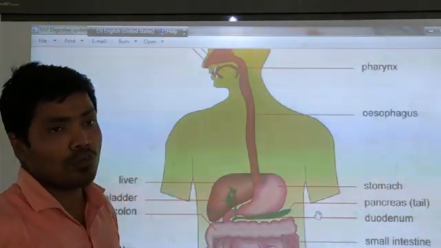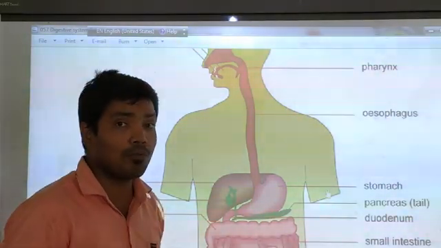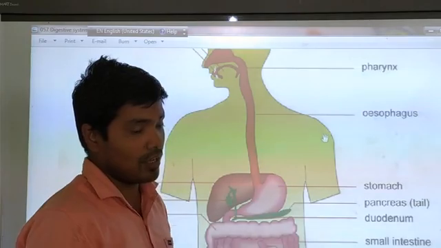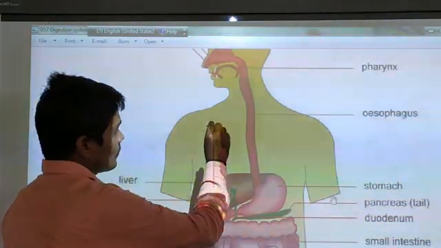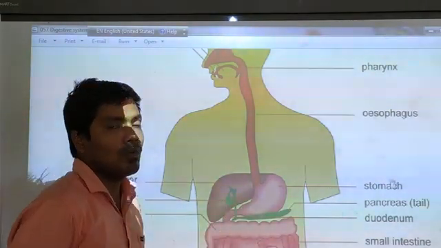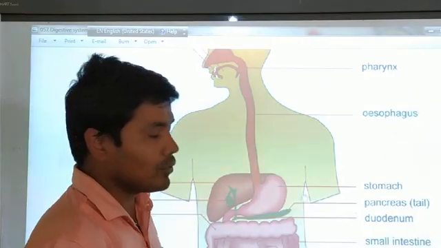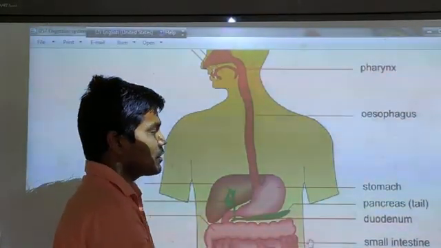What do you mean by esophagus? Another name of esophagus is food pipe. The esophagus helps to move our food from the mouth to the stomach. When our food reaches the stomach, some digestive juice is mixed in the stomach.